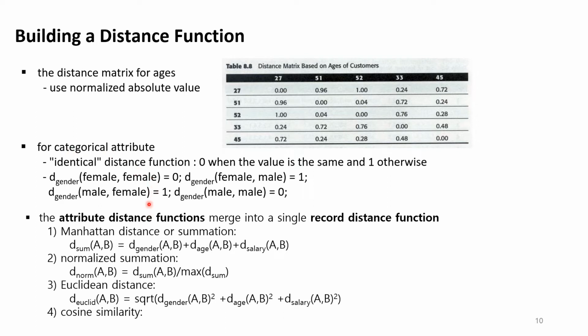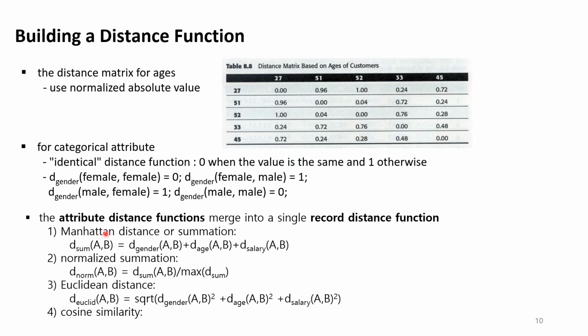So now we have computed the distance for each attribute, whether it is a numeric attribute or a categorical attribute. Now it is time to combine them. For each attribute, now we have its distance, right? Now we combine them. The way we combine them, actually, we have 4 choices here.